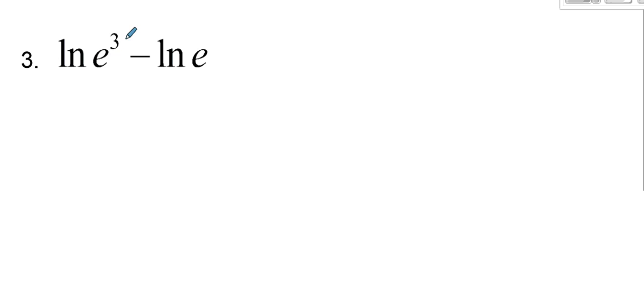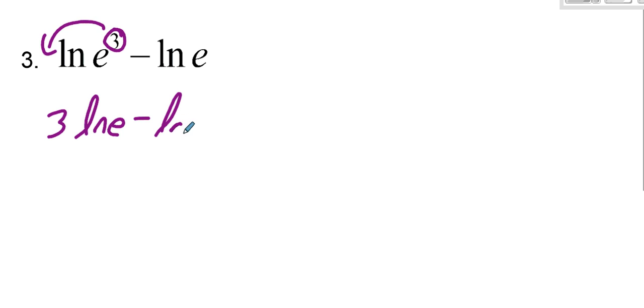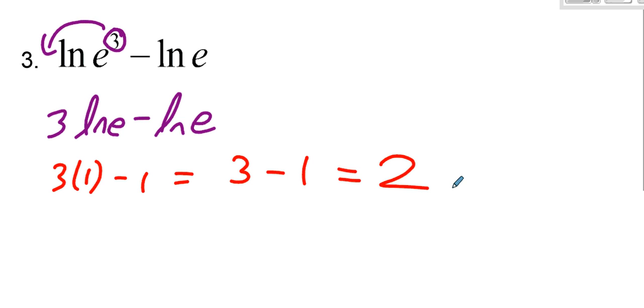Natural log e cubed minus natural log of e. First, exponents, moving to the front. Natural log and e, those are inverses. It's 1. So that's 3 times 1 minus natural log of e, that's 1. So final answer is just 2. 3 minus 1 is 2.